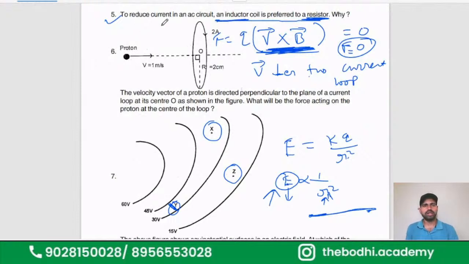To reduce current in the AC circuit, an inductor coil is preferred to a resistor. Why? We have done this before. Just tell me the answer. Someone please type, quickly, quickly. I'm reading. To reduce current in an AC circuit, an inductor coil is preferred to a resistor. Why?